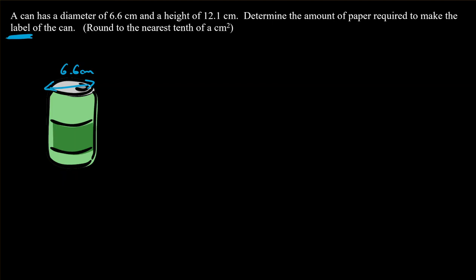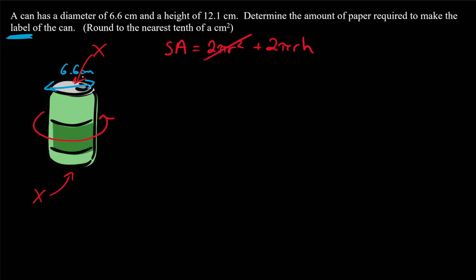The label of the can. Where does the label of a can go? Does it go on the top? No. Does it go on the bottom? No. It goes on the outside. So when we look at our formula for the surface area of a cylinder, it's 2 pi r squared plus 2 pi r h. We don't care about the 2 pi r squared because that's referring to the top and the bottom of that pop can, or the top and the bottom of that cylinder. All we care about is the 2 pi r h.